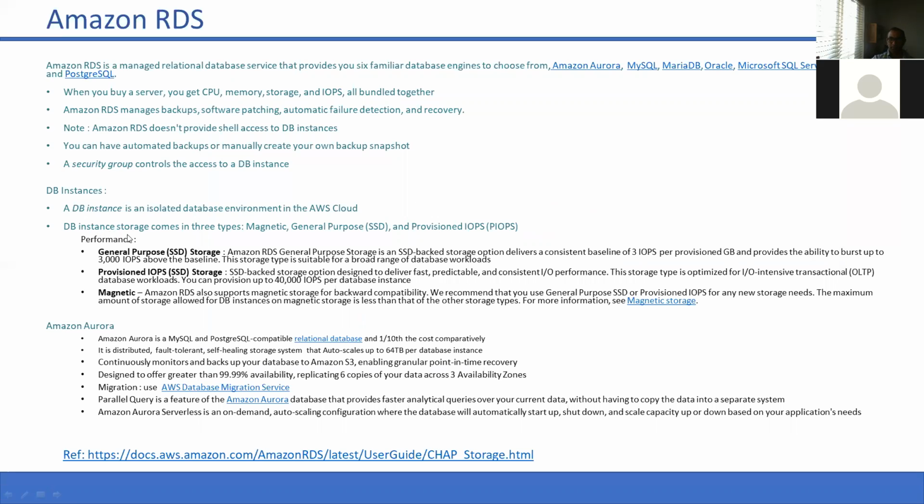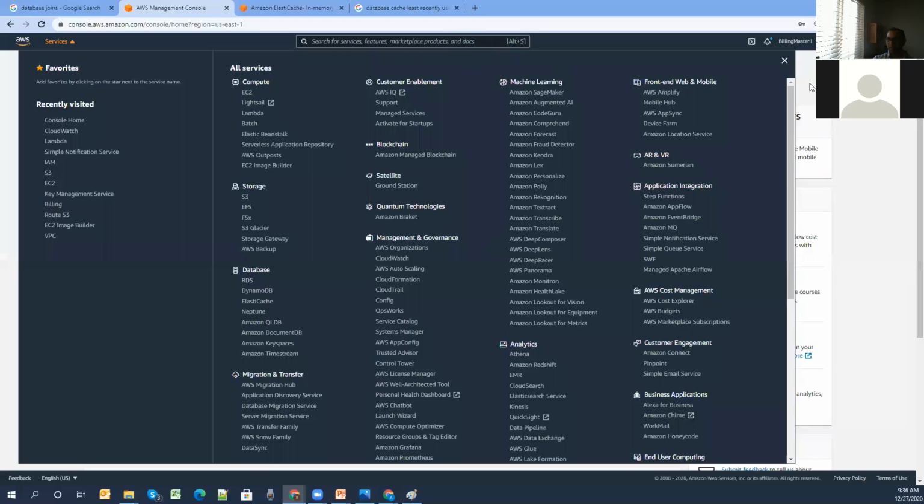So it comes with three types of storage. We all discussed and know what magnetic storage is, what a general purpose SSD and a provisioned IOPS are, right? In 2020, November, last month, they also released another kind of storage called GP3. That was a new storage they launched. Even I have not used it.